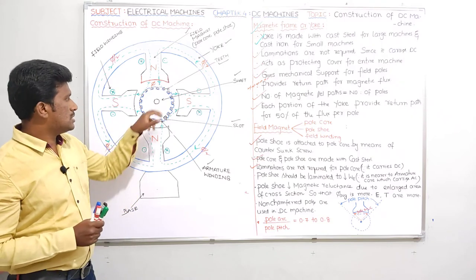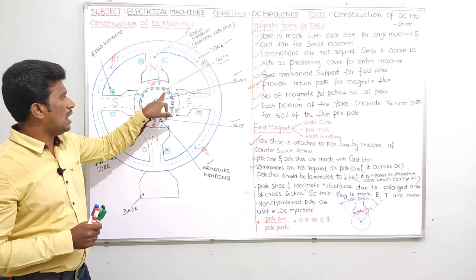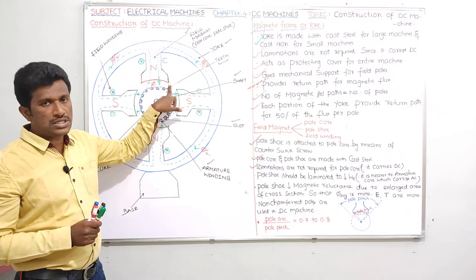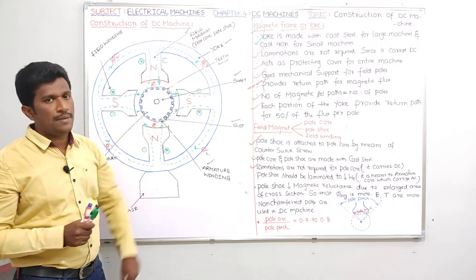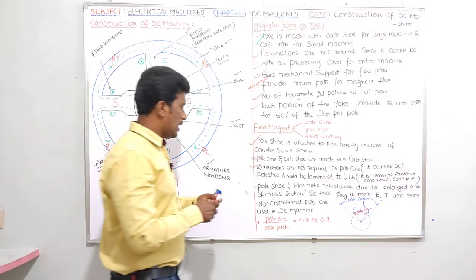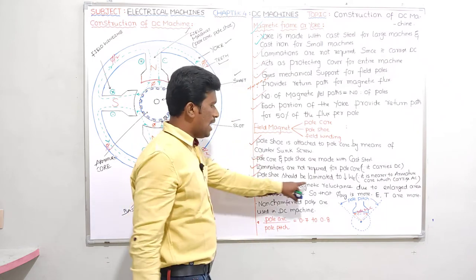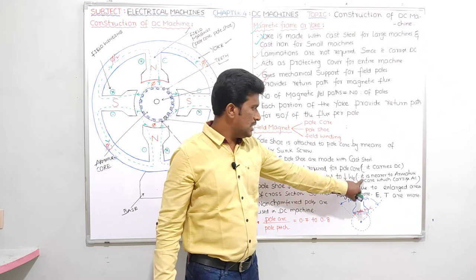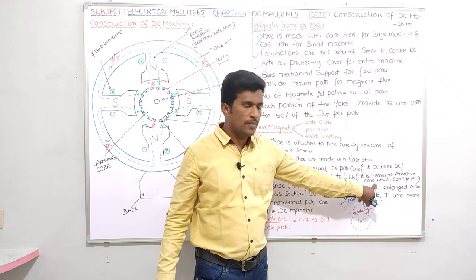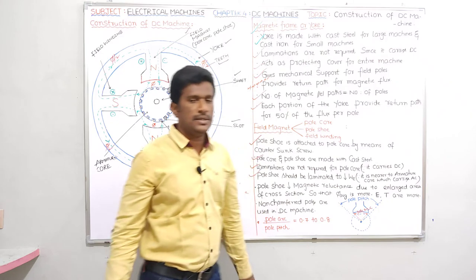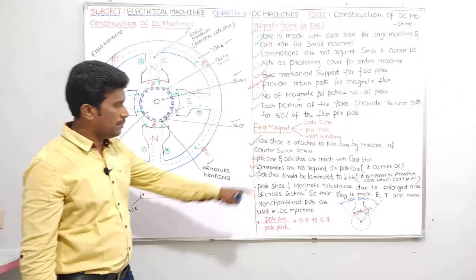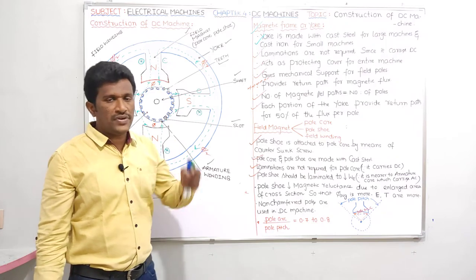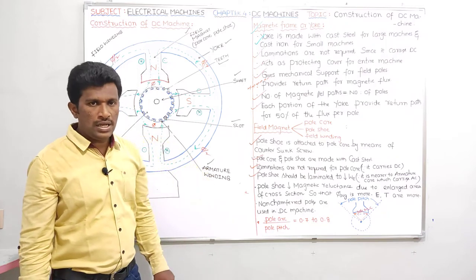So here, since the pole shoe is nearer to the armature core, which carries AC supply, there are chances of getting eddy current losses in the pole shoe. Therefore, you have to provide laminations for the pole shoe. That is the point I had given here: the pole shoe should be laminated to reduce eddy current losses. What is the reason? Eddy current loss means W_E. The armature core carries AC and this pole shoe is nearer to the armature core, so there are chances of getting eddy current losses. So you have to provide laminations for that.